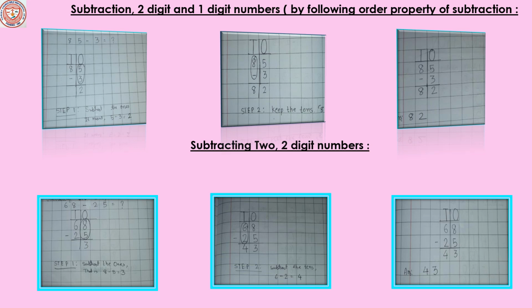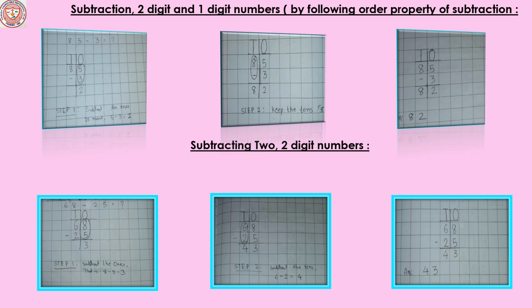Next, subtracting 2-digit numbers. And that is 68 minus 25. I solved this by applying the order property of subtraction. Always use the column method. First, you have to put the numbers in their correct place. Look, step 1, subtract the ones, that is 8 minus 5 is equal to 3. Step 2, subtract the tens, that is 6 minus 2 is equal to 4. Then we will get the answer.